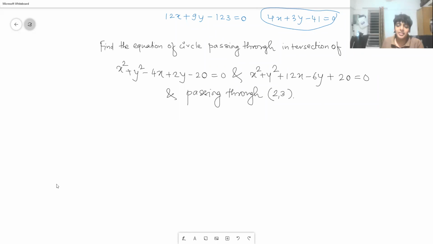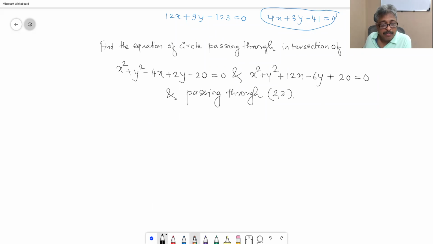Sir, no, the denominator is 23. Yes, if you are getting rational numbers, you should be very happy about it. They are not bad numbers.